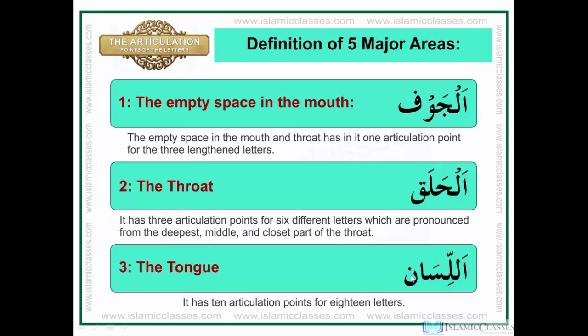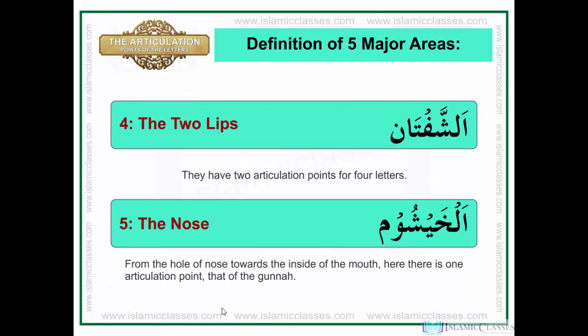The next one is al-lisan, the tongue. It has 10 articulation points for 18 letters. The next one is ash-shaftan, the two lips. They have two articulation points for 4 letters. Al-khayshum, the nose. From the hole of the nose towards the inside of the mouth, here there is one articulation point, that of the nasal sound.